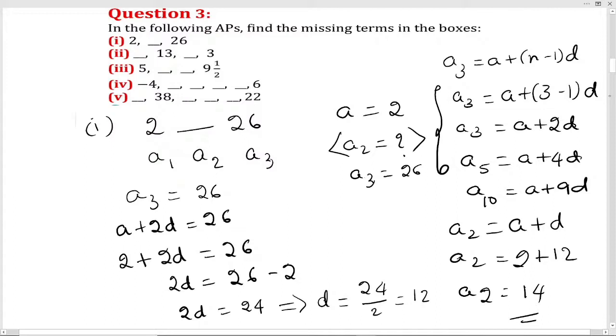So let me quickly give one more explanation. This one has A1, this one has A2, this one has A3. So you need to write down like this: first term, second term, third term. Here you need to find the second term, and the formula will be A plus D. So here you need the value of A and D. A they have given, the A value is 2, but D we need. So by using the third term condition, we identified the value of D and applied the D value here, and I got the second term. A second term is 14.